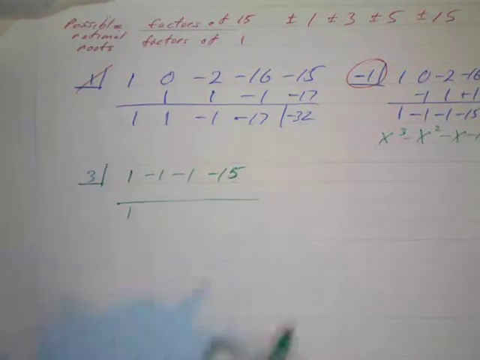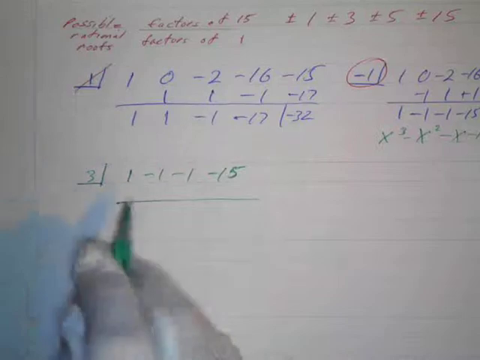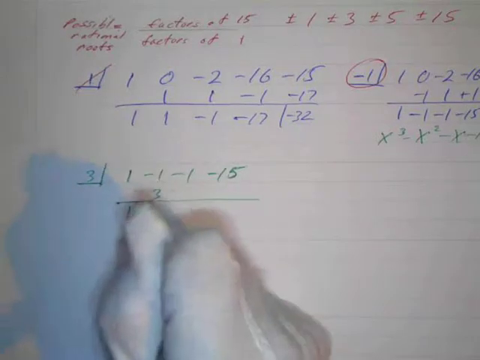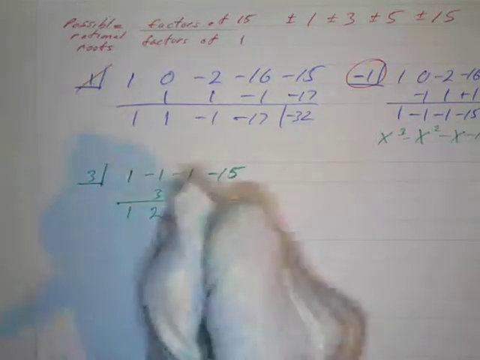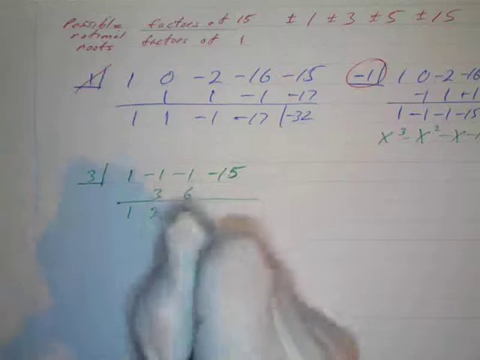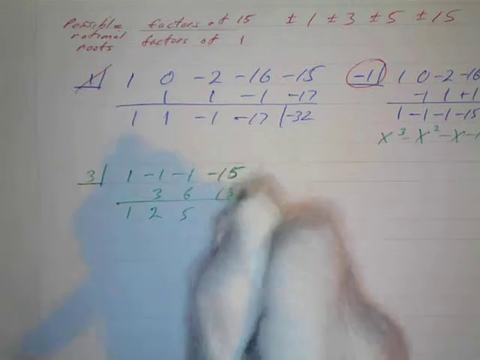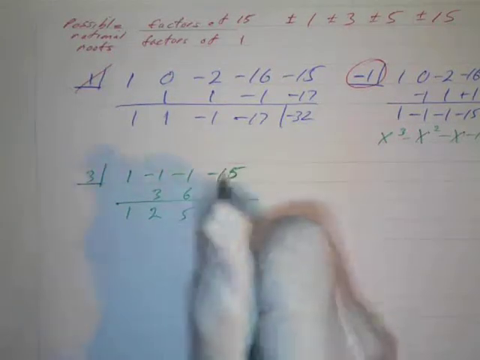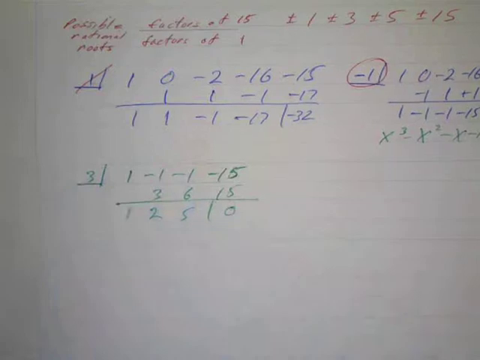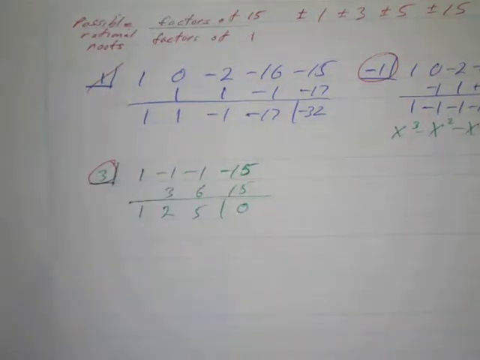So bring down our 1, and 3 times 1 is 3. That's going to be 2. 3 times 2 is 6. That's going to be 5. 3 times 5 is 15, and there we go. We got our other 0, because negative 15 plus 15 is 0. So there's our second root, and it's a rational root. So we got a couple of roots so far.